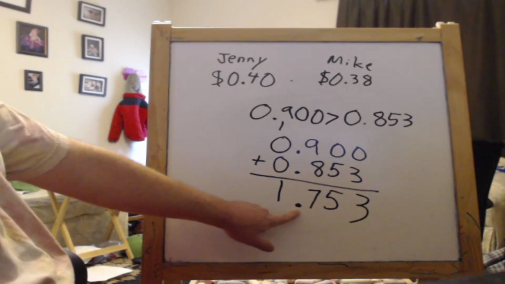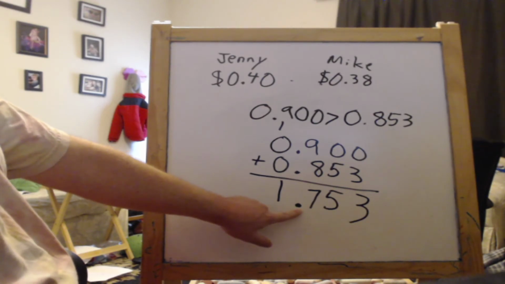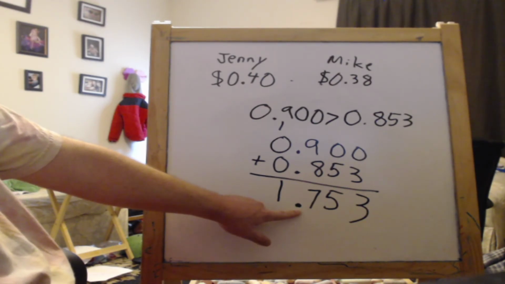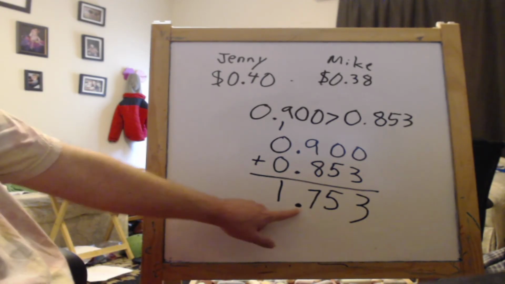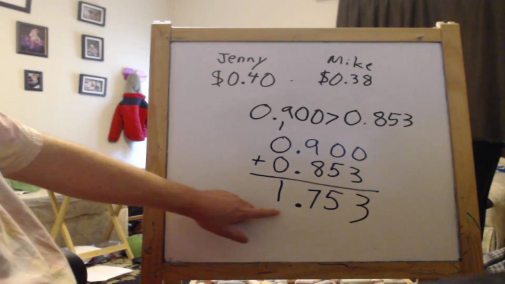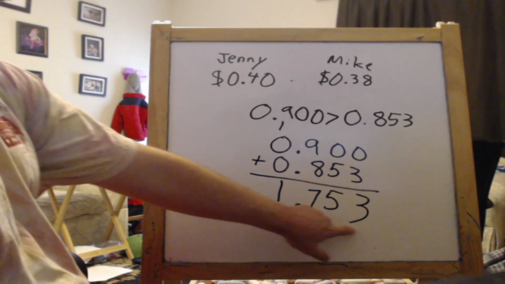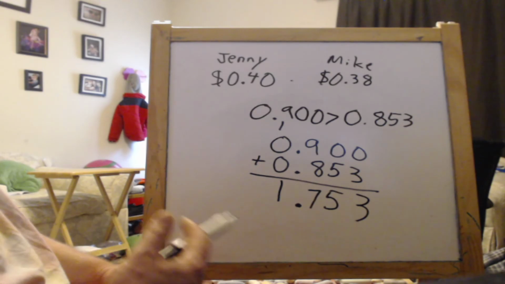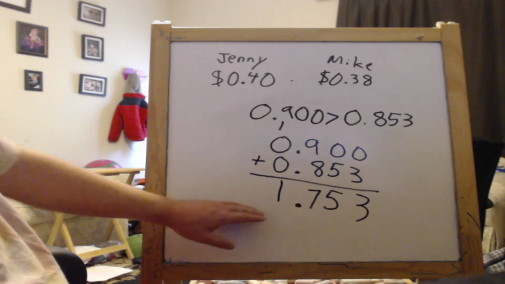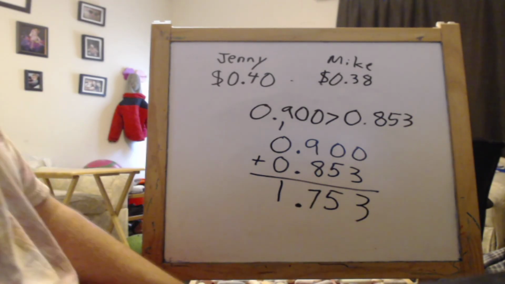So the proper way to say decimals in a number is that the word "and" counts as the decimal. So this would be 1 and 753 thousandths. Or colloquially, just speaking normally, a lot of people would say 1.753.